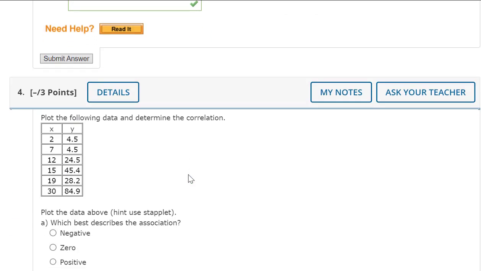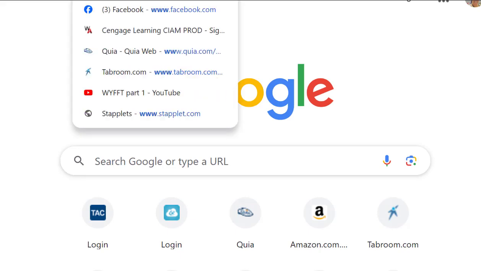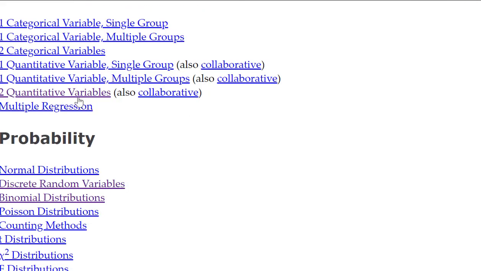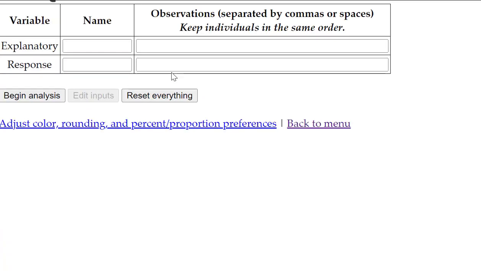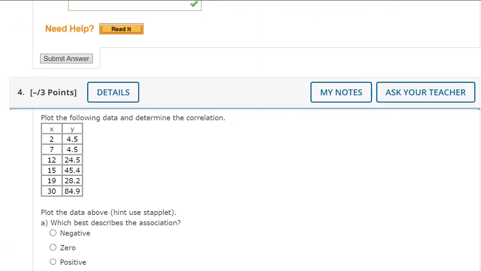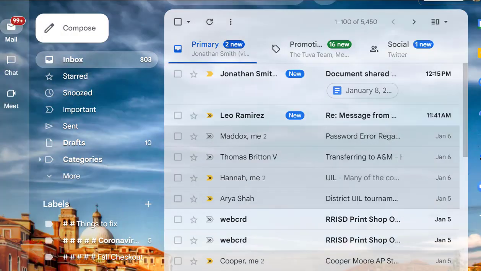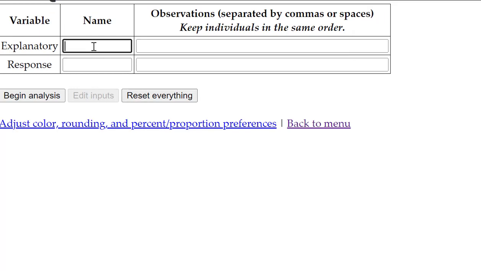Plot the following data and determine the correlation. So I'm actually going to pull up something called StatKey. Let me just do that. And you'll want the 2 quantitative variables one. I'm going to pull this off to the side so I can see the data. So ignore me for a second. There we go. Don't read my email. You don't need that.